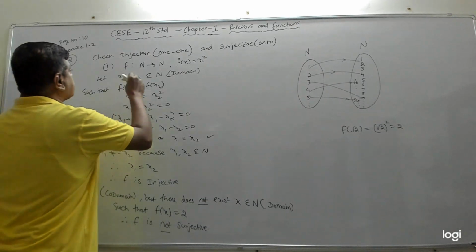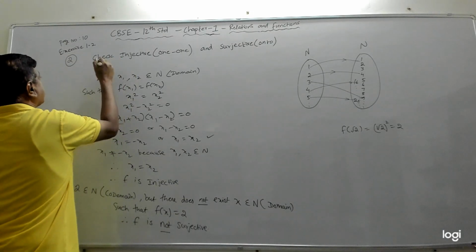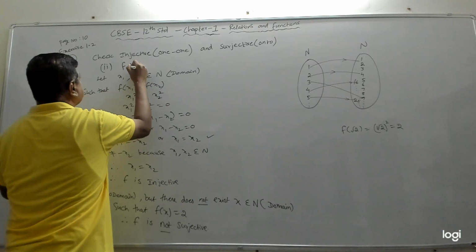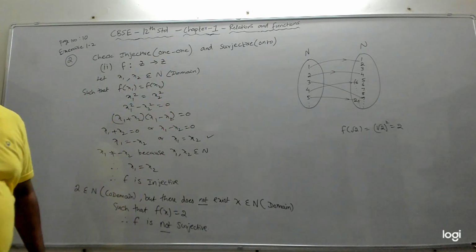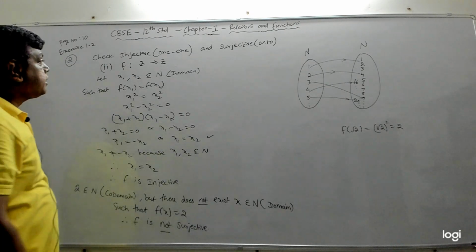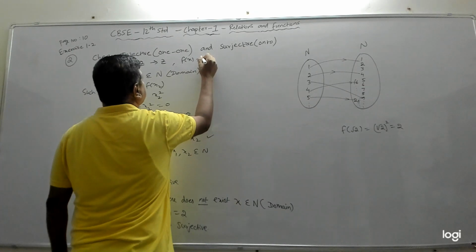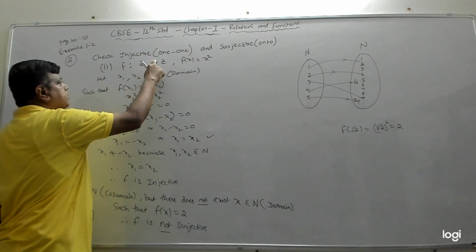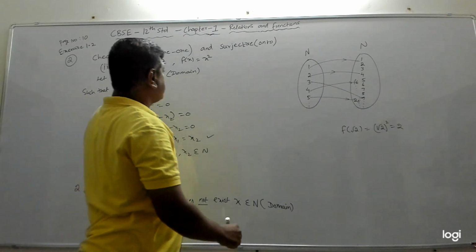Now the second problem is in the second subdivision. F is a function from Z to Z, where Z is the set of all integers, and the function is given by f of x is equal to x square. Z to Z means set of all integers to set of all integers.